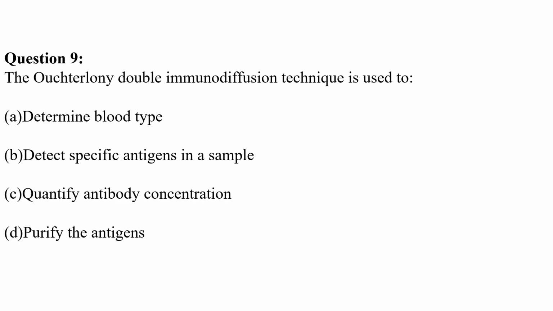Question number 9. The Octoloni double diffusion and double immunodiffusion technique is used to: option A, determine blood type. Option B, detect specific antigen in the sample. Option C, quantify antibody concentration. And option D, purify the antigens.